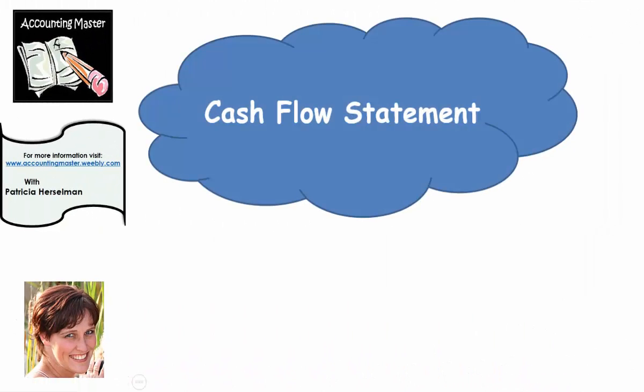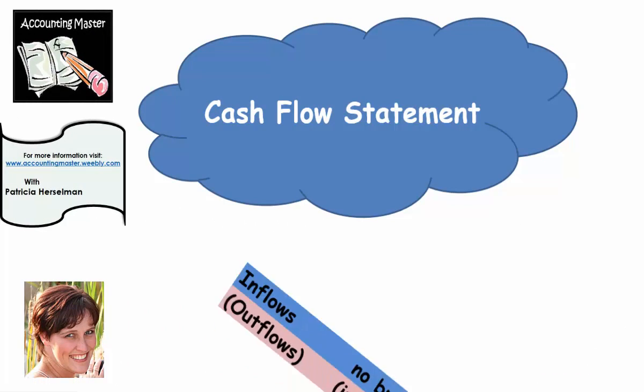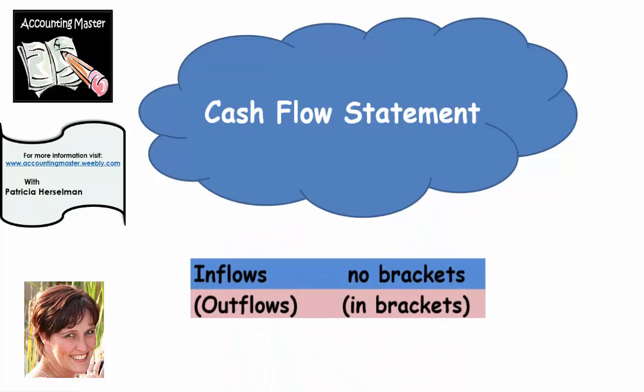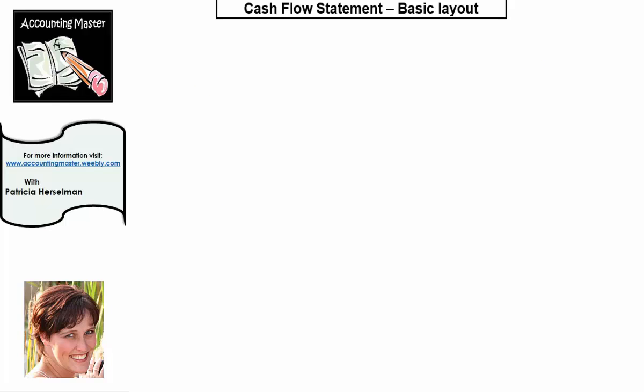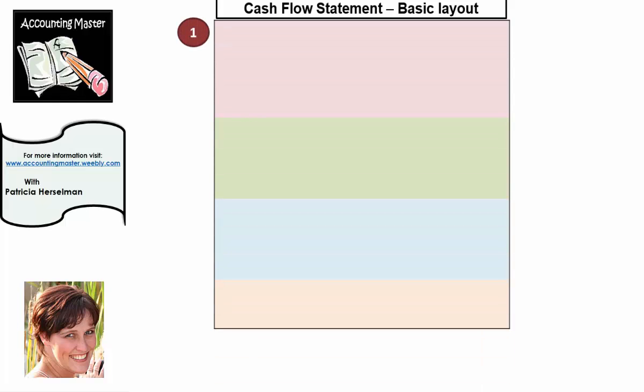Today we're going to discuss cash flow statements. The general rule with a cash flow statement is that all inflows of cash are shown without brackets and outflows are shown in brackets. We're going to look at the basic layout. There are three sections to the cash flow statement.